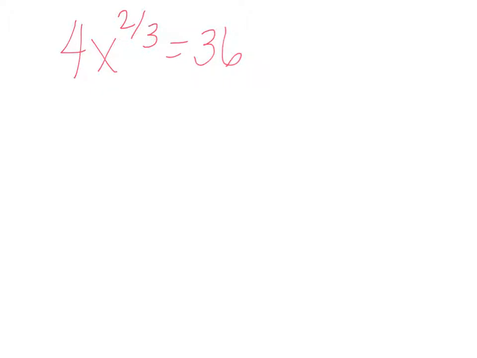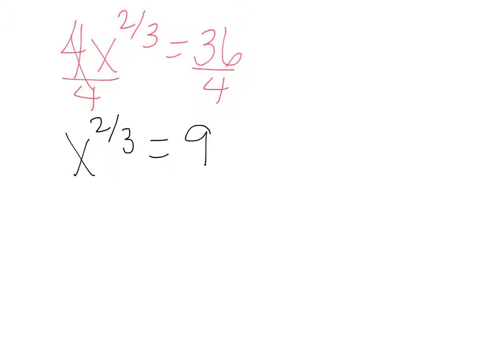On that same page, for number 5, we now have a fractional exponent, and we want to solve for x. So we're still going to start the same way. We want to get x by itself, so we're going to divide both sides by 4. So we have x to the 2/3 is now equal to 9.